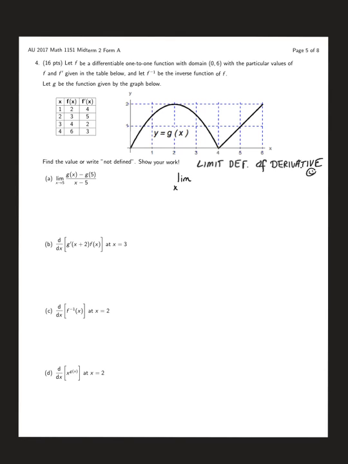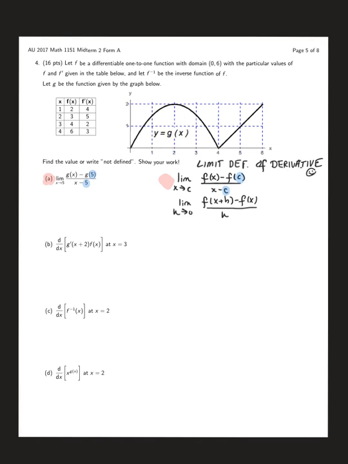It could be the limit as x approaches c of f of x minus f of c over x minus c, or it could be the limit as h approaches 0 of f of x plus h minus f of x all over h. And what we have here is an example of this. And what I hope you notice is that our c value is 5. So, how do we do this?